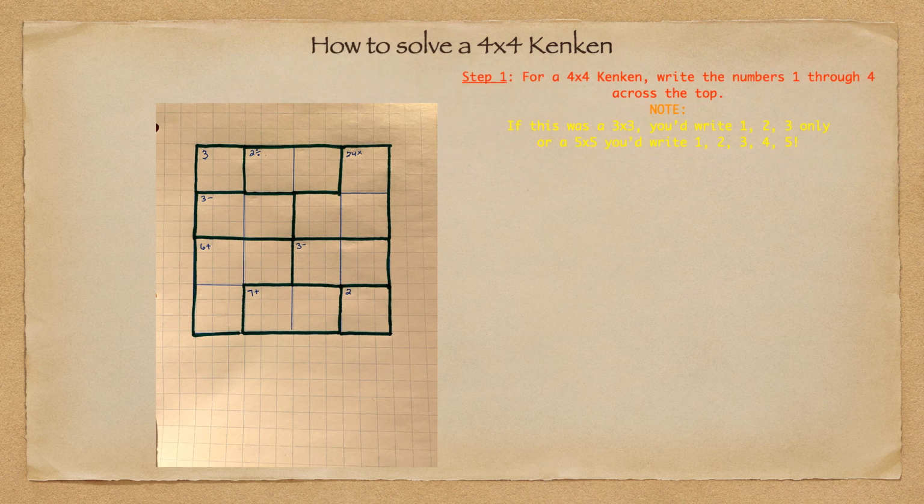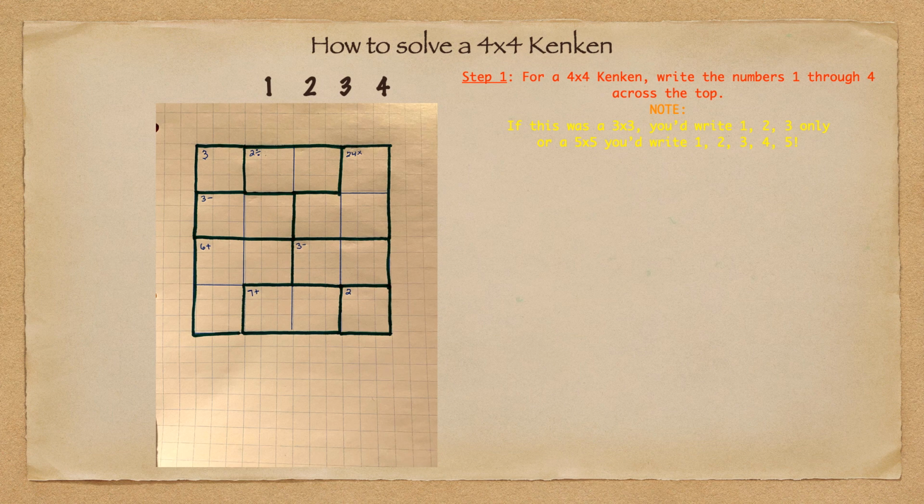So step 1, for a 4x4 Kenken, write the numbers 1 through 4 across the top. This is going to help because in each row and in each column, you can only have the numbers 1 through 4, no duplicates. If it was a 3x3, you'd write the numbers 1 through 3, and if it was a 5x5, 1 through 5, etc.